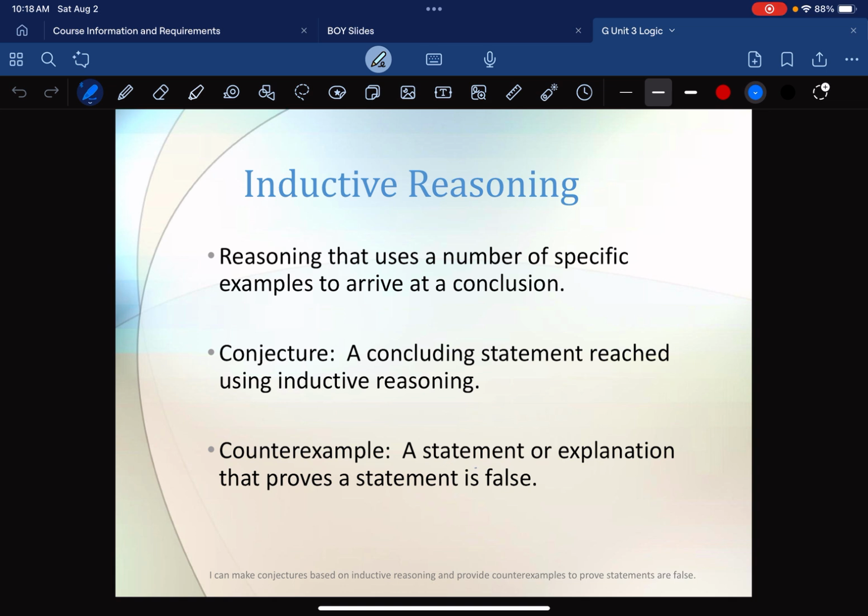And a counterexample is any statement or explanation that proves a statement is false. And it only takes one counterexample to prove it false. Okay? Any number of good examples, any number that are true, is undone by that one false. Okay? So if you just come up with one reason where it doesn't work or one example where it doesn't work, then that particular idea is false.